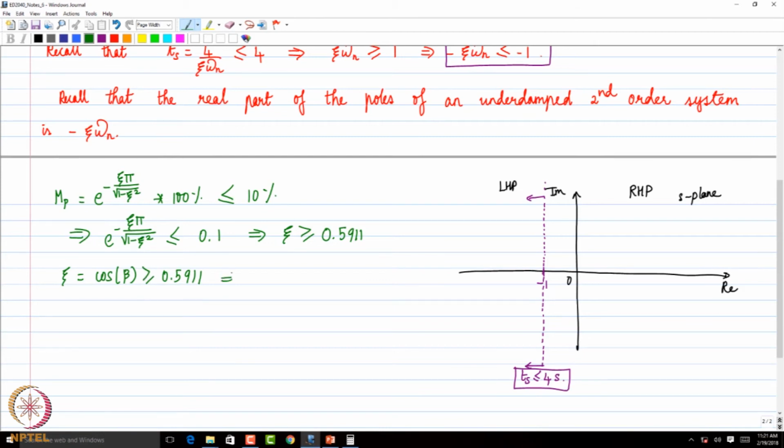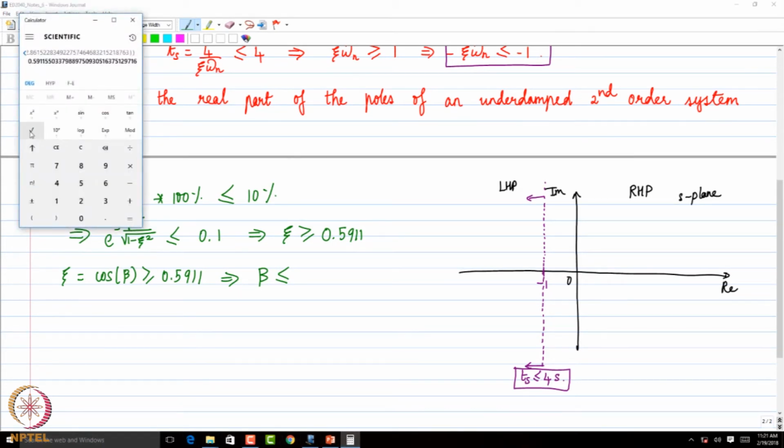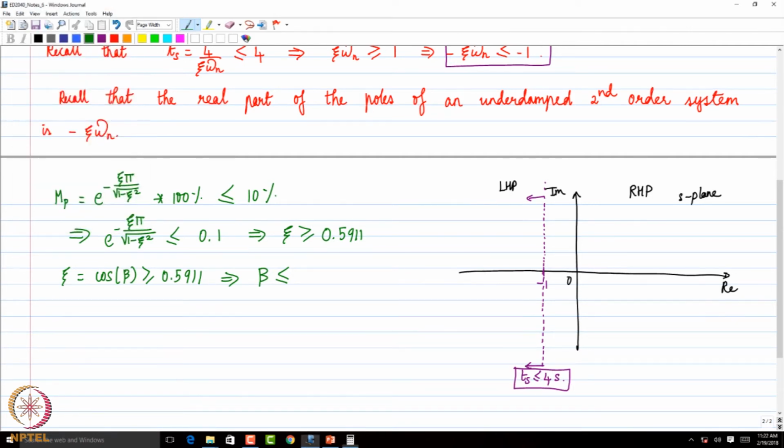So this implies that beta should be less than or equal to the cos inverse of 0.5911. So it's going to be 53.76, right? Am I correct? So if you take the cos inverse of 0.5911, it is going to be 53.76 degrees. Okay, so this is what we have.